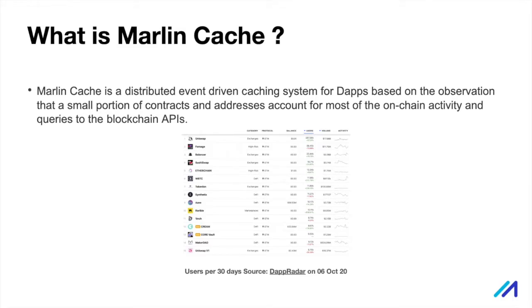Marlin Cache is an event-driven caching system, which means that the data that is cached is only updated once in a block, and some of the cached data can be directly updated by Marlin Cache itself based on the block information without querying the source again for the data.